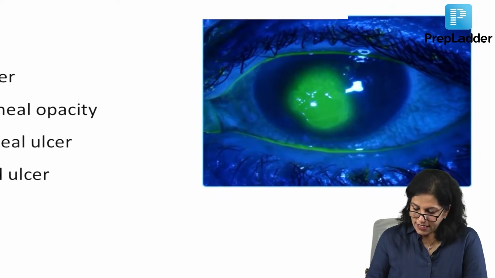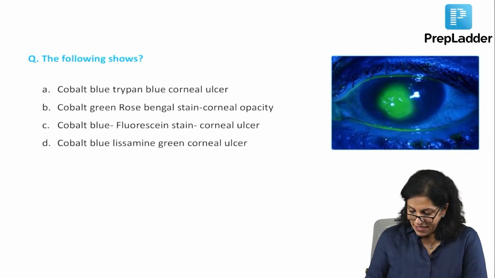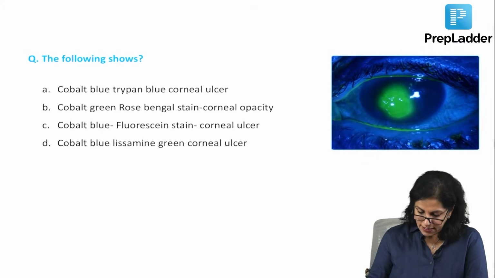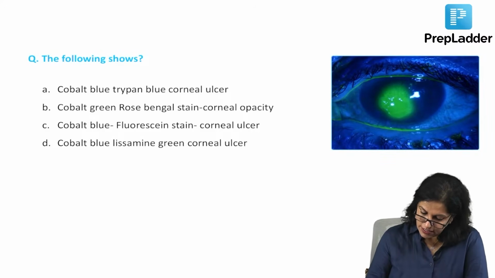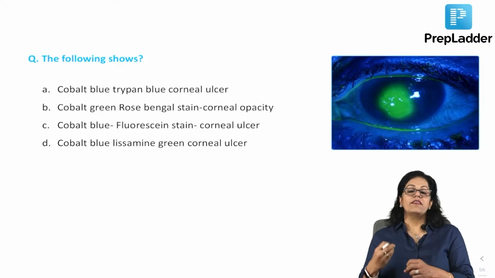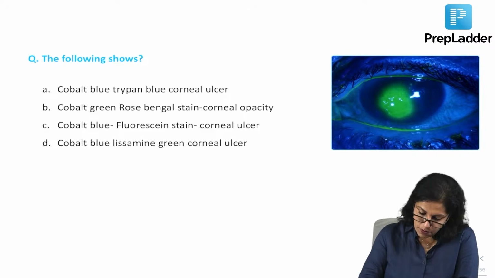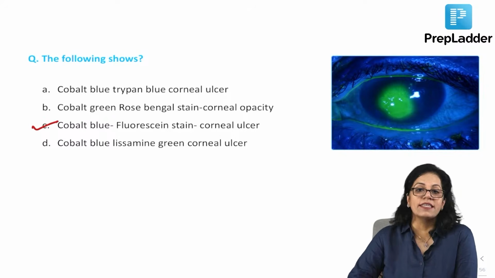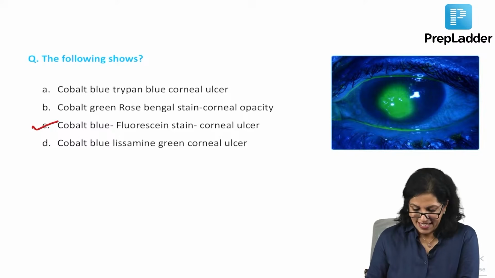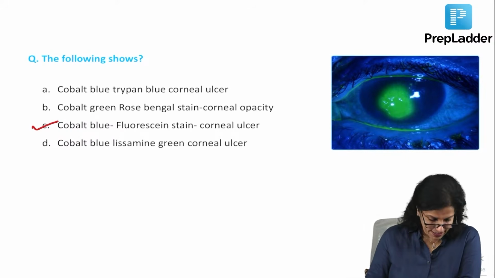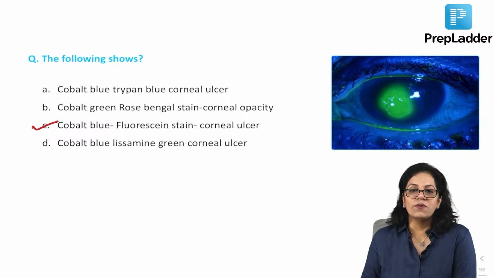The following shows what? I think this is very simple to you all. We are looking through cobalt blue light, and what is seen is this green fluorescein dye. So, here the answer becomes cobalt blue and fluorescein stain, which is staining the corneal ulcer. I think this is quite simple. There is nothing big about this. You know this, isn't it?